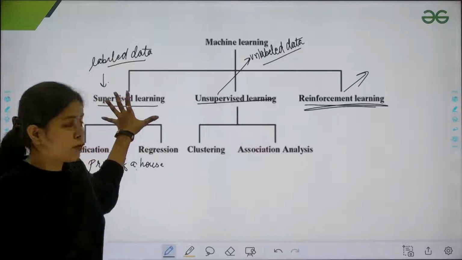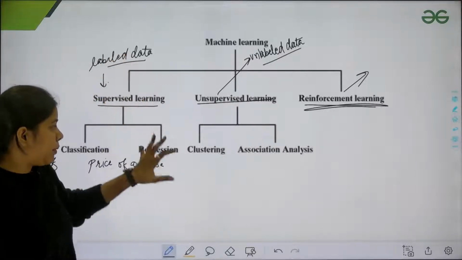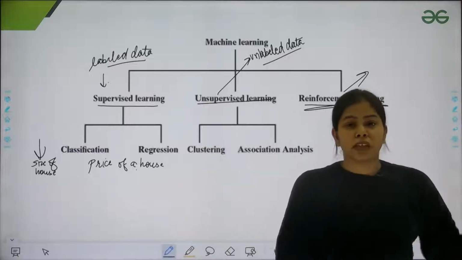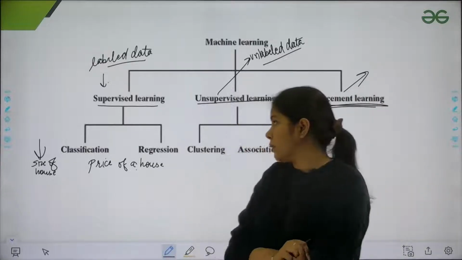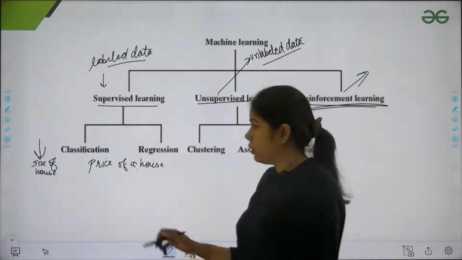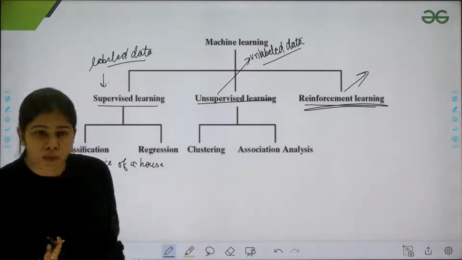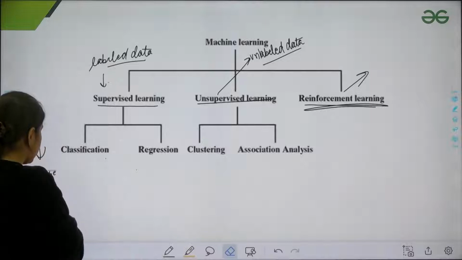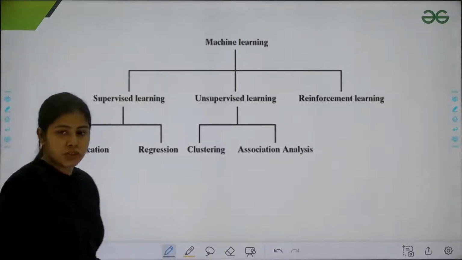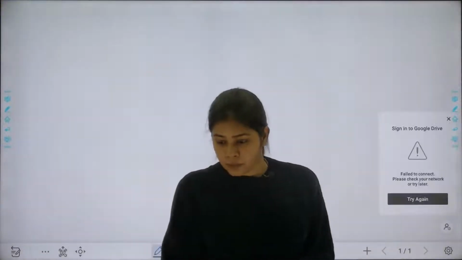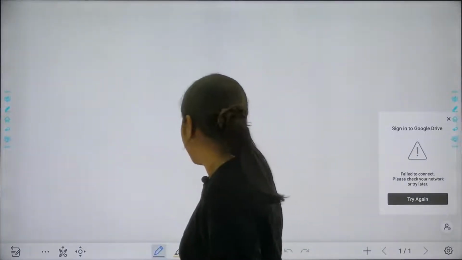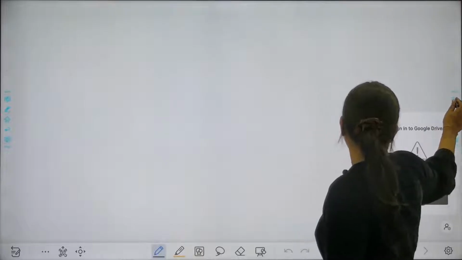So we have three types of learning: supervised learning, in which we have labeled data; unsupervised learning, in which we have unlabeled data; and reinforcement learning, in which we do not have any data, right? So supervised learning is of two types, right? Let's see this. What are these two types? Classification and regression, right? In reinforcement learning, we learn from experience.